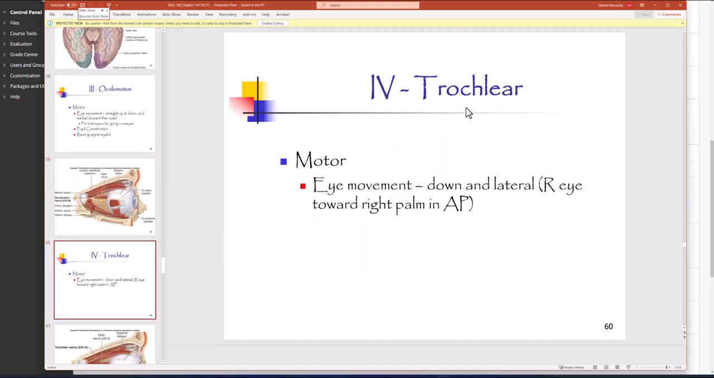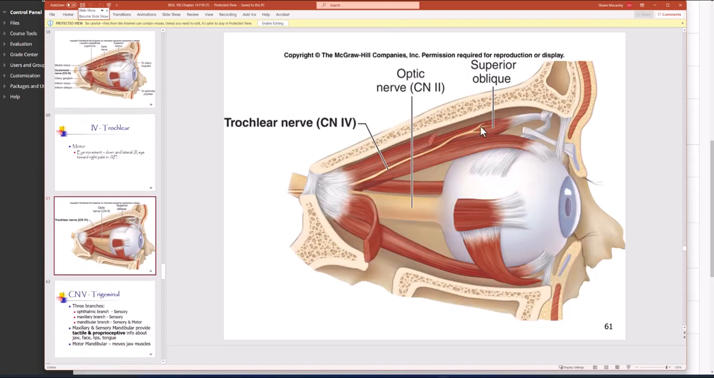Number four, trochlear nerve. It only controls one tiny little muscle. The trochlear nerve controls the eye movement for you to look down. If you were in anatomic position, you have your arms down to your side, your palms are facing outward. If you can look down to your palm, kind of look down and out, that is the movement that the trochlear nerve controls, and that is heading to the superior oblique.